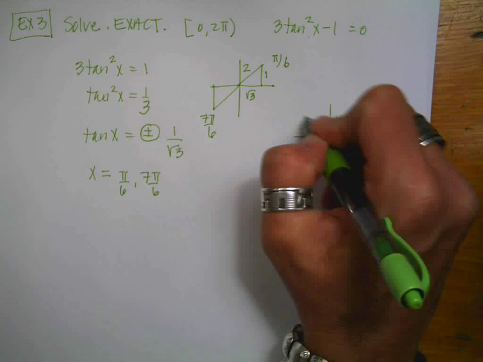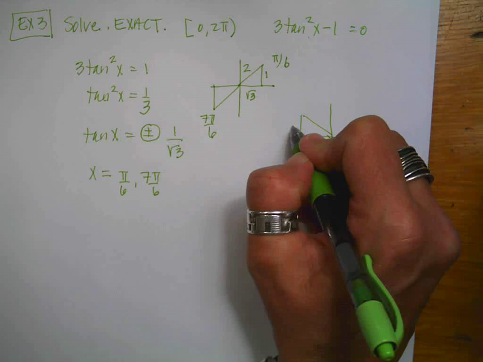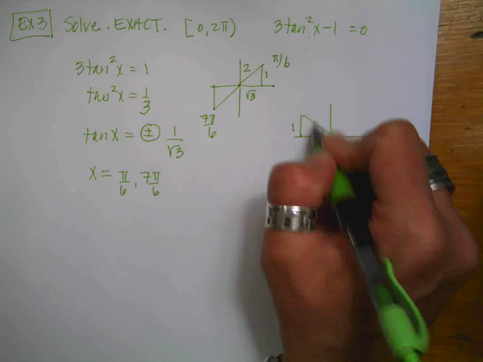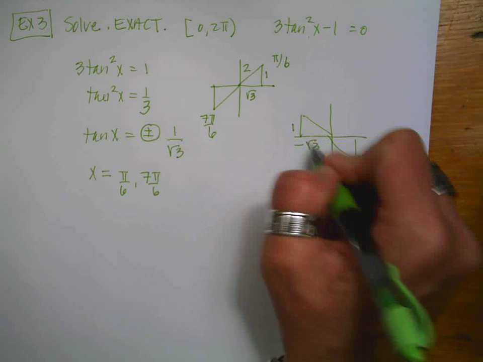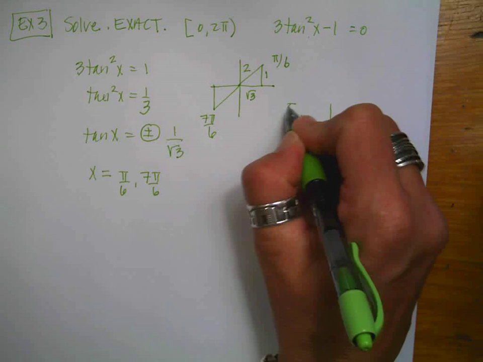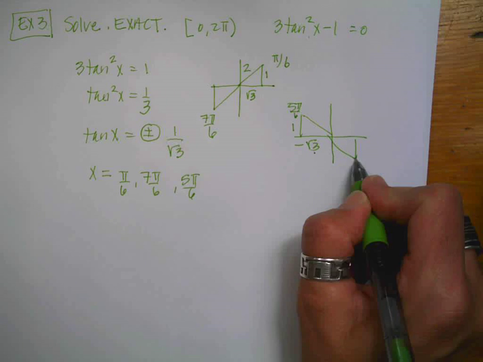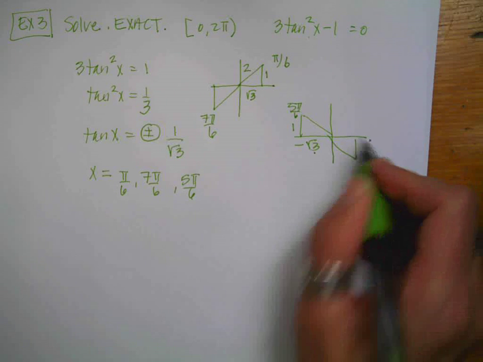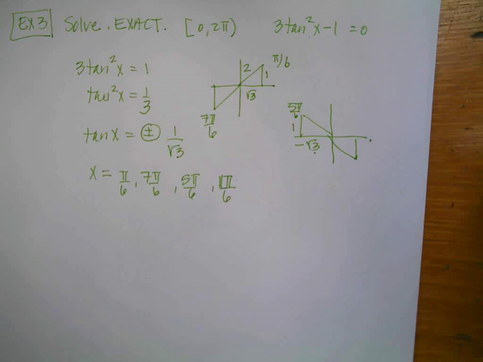Tangent is negative in the second and the fourth quadrants. So again, this is going to be a 1, and this is radical 3, negative. This is where I get the negative. So this is 5 pi over 6. So I'm going to add that to my list of answers. And then all the way around would be 12 pi over 6. Back up 1, this would be 11 pi over 6. So with our specials, it's actually really easy to get the solutions that we need.